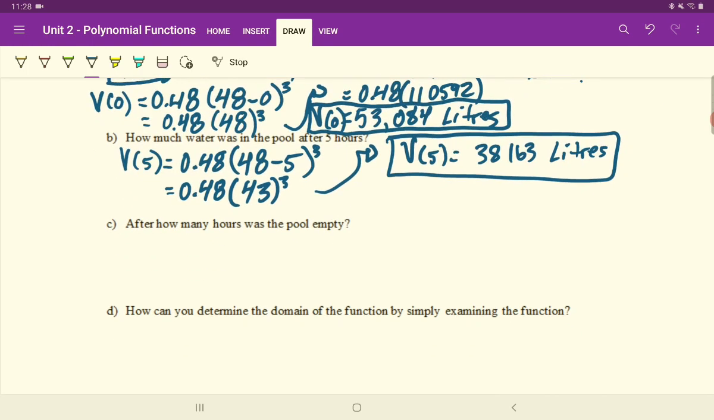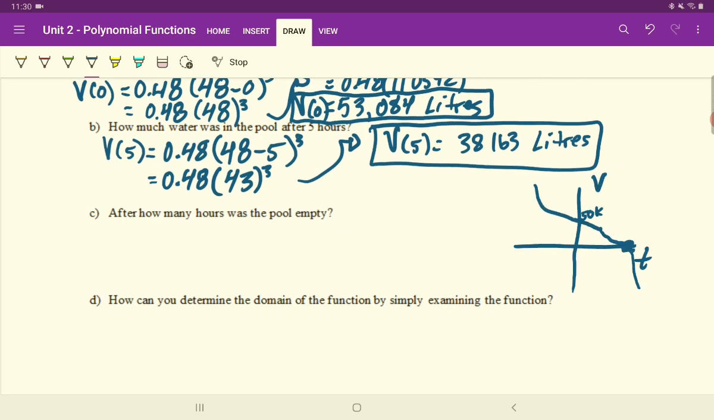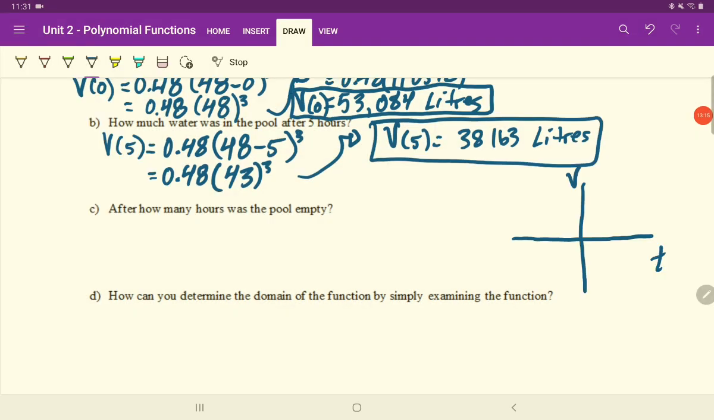Now comes the trickier part here. So after how many hours was the pool empty? So this is what I mean where a sketch comes in handy. Okay, so let's draw a nicer sketch here of what's happening, right?